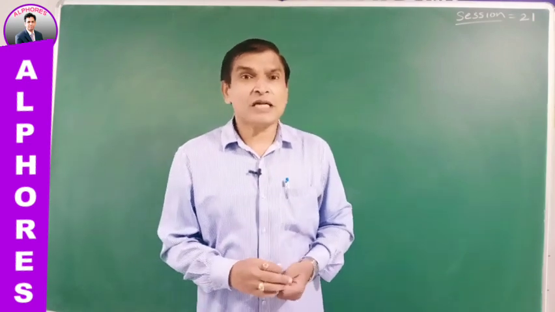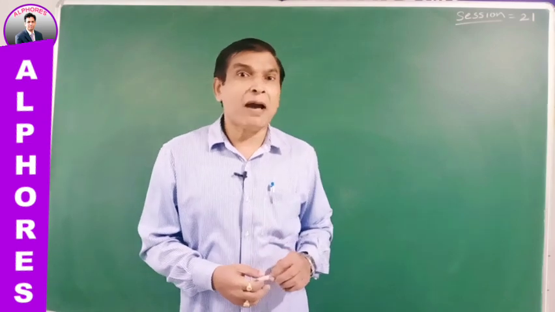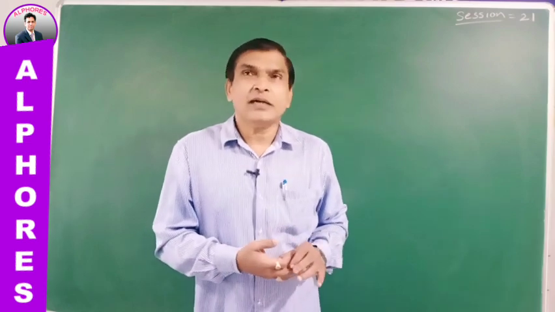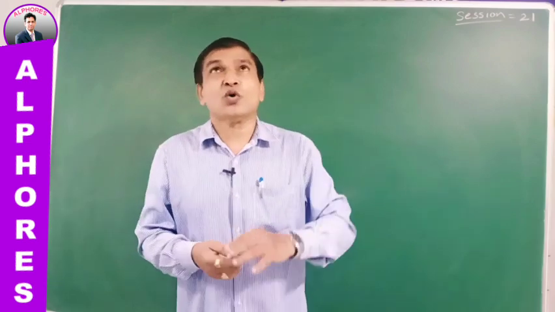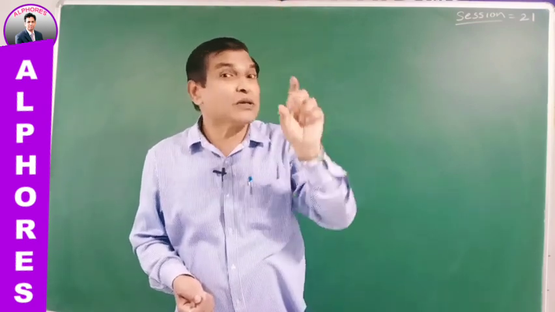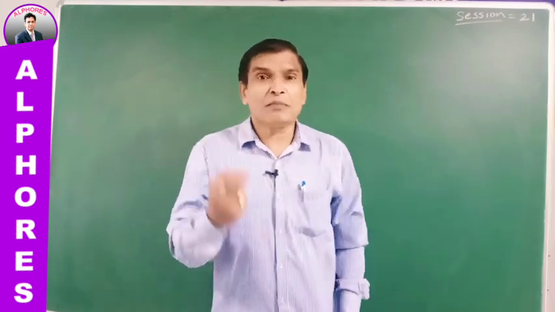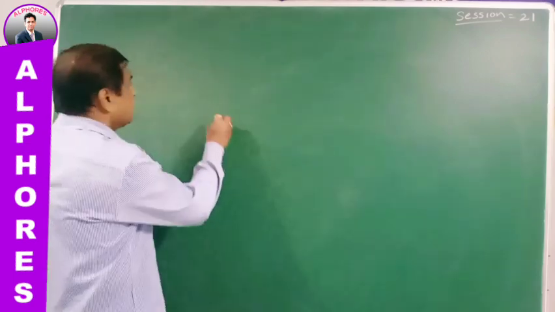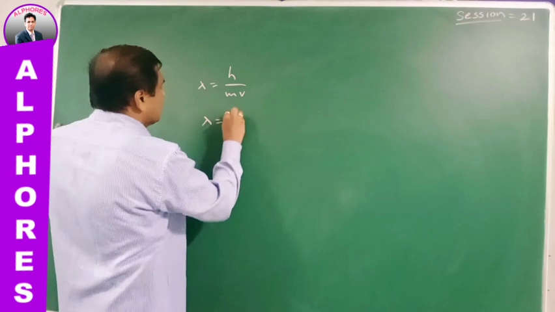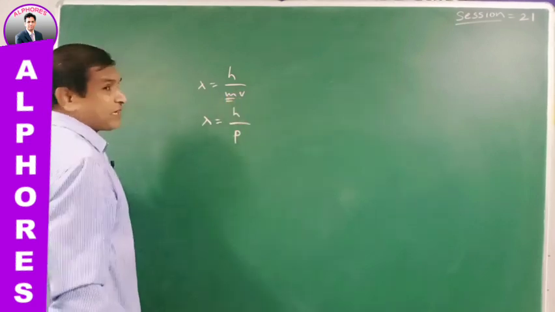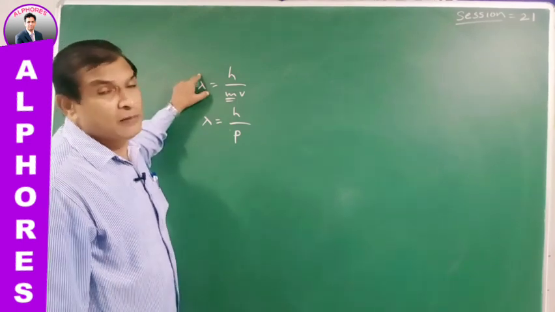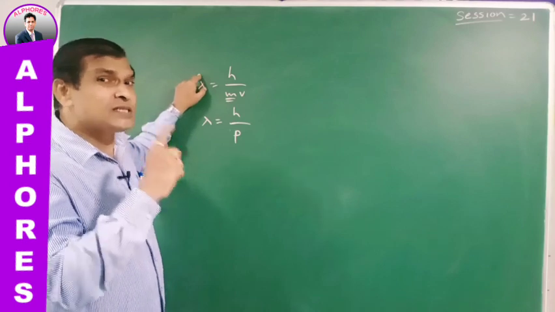Next, for macroscopic particles. Macroscopic means heavier particles, for example, a cricket ball. When a person hits the ball for six and it is moving in the air, it is a heavier particle, so it looks like a particle but not like a wave. Because lambda equals h by mv, or h by p, and the mass of the particle is very high, the de Broglie wavelength is negligible. That means the object possesses particle nature.